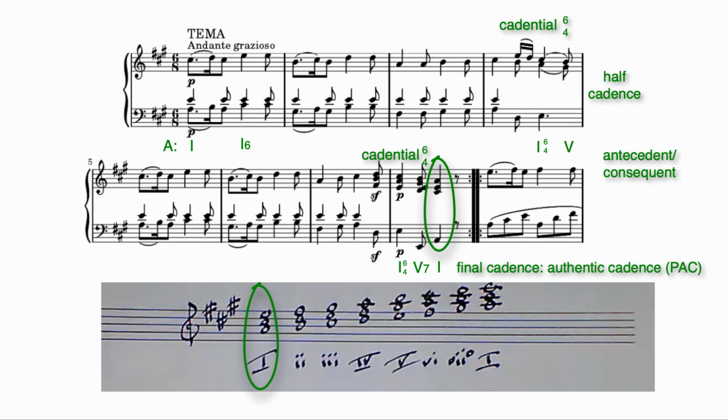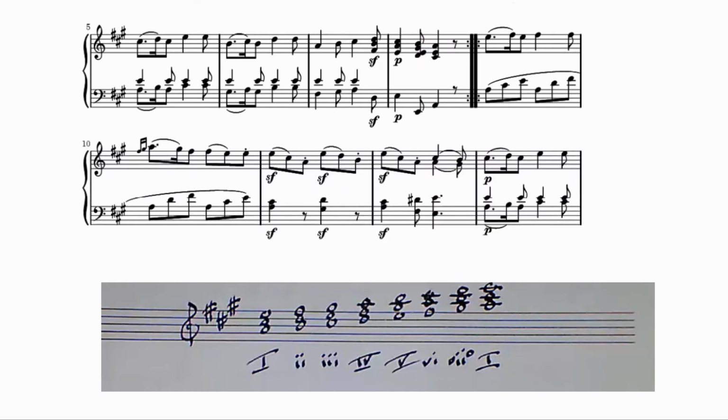Let's push forward a little bit. This is measure 9. Look at just the left-hand part here. It's A, C sharp, E. That's the 1 chord. The next is D, F sharp, A. Look at the chart. That's the 4 chord.